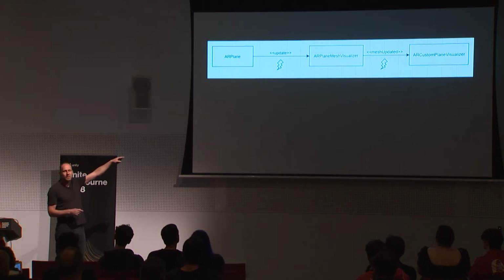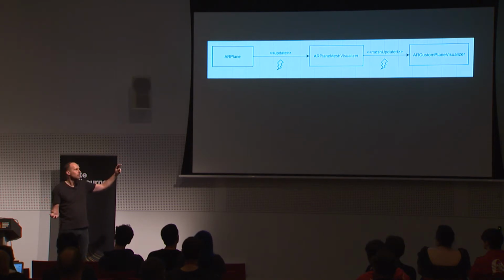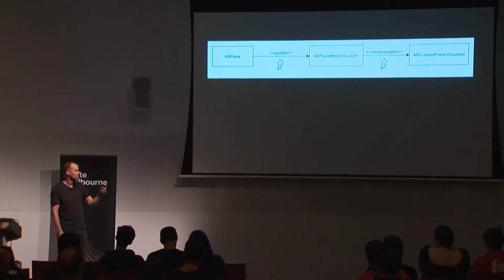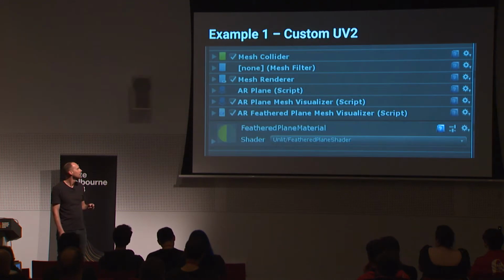I could just write my own visualizer and generate meshes myself. That's totally fine. But the mesh visualizer itself also has an event saying, okay, when I finish generating the mesh, I'll let you know about that, and you can go mess with that in some way. So what I'm going to do is have some custom plane visualizer here that messes around with it. And I've got a couple examples of that.